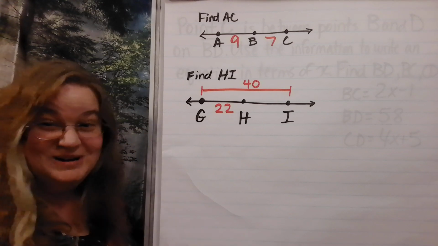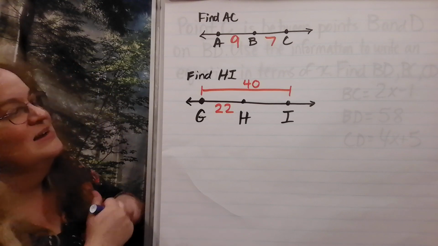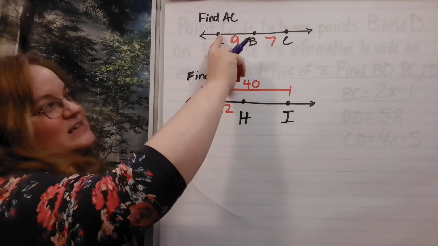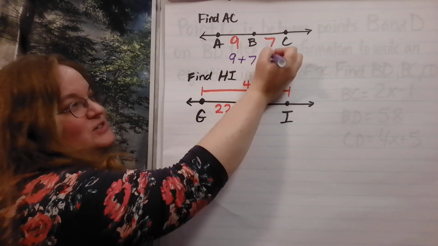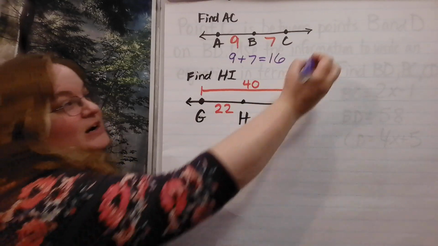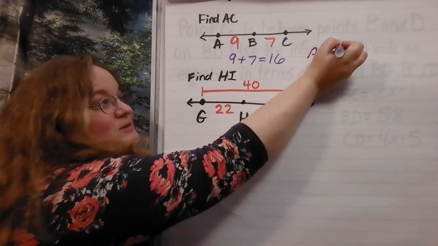Okay, sometimes it really just is numbers. So if I want to find AC, which is this total distance, I would just do 9 plus 7, which is 16. And so I could say that AC equals 16.